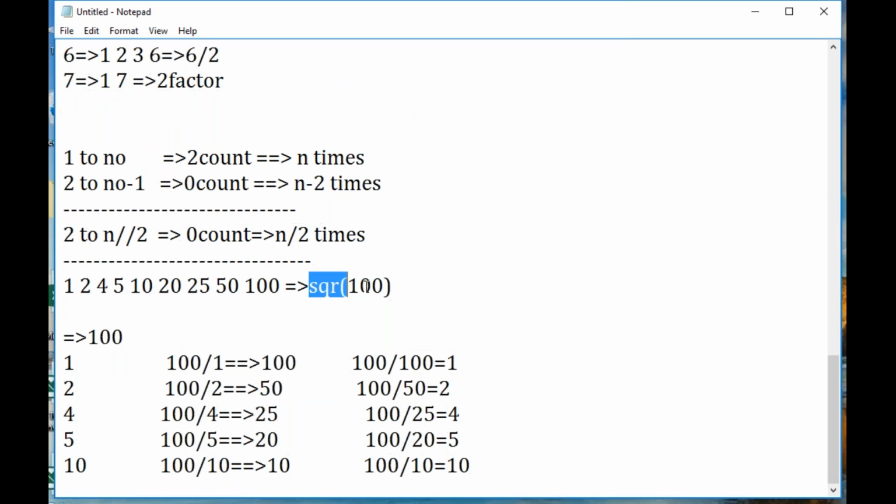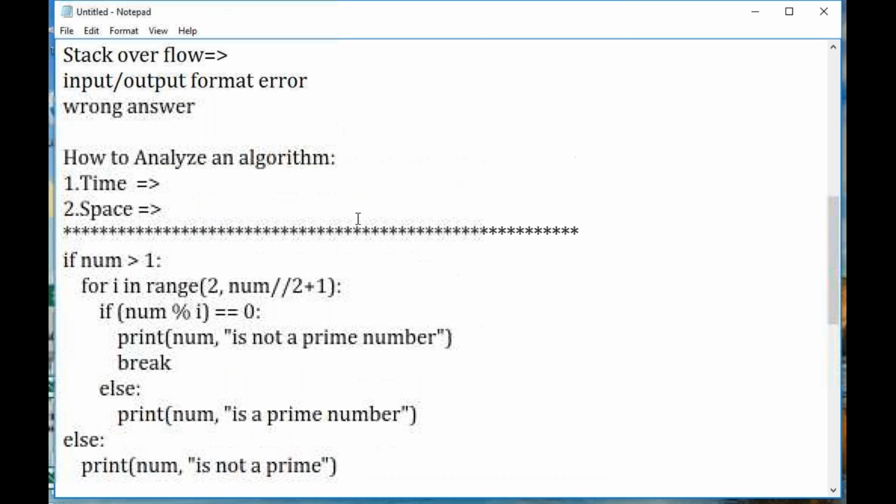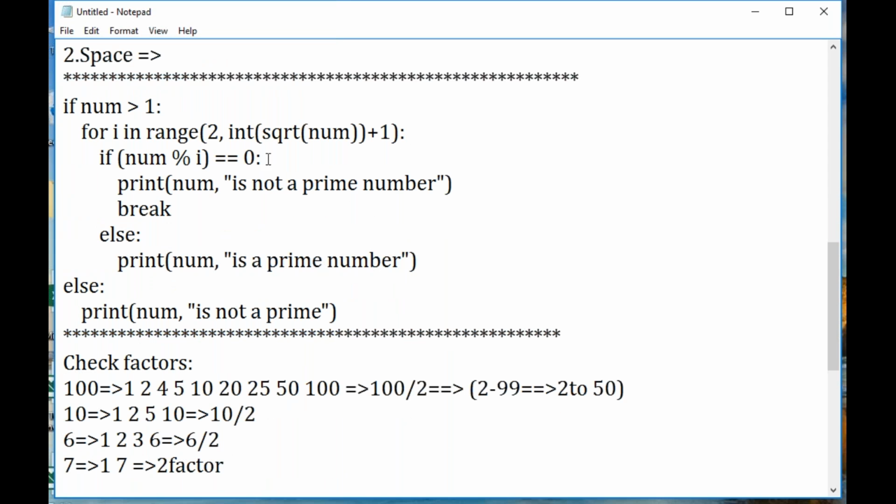I told you you're going to go till only square root of the given number time, right? So instead of this, what I'm going to do is I'm going to take the square root of this given number, and this square root of the number, I'm going to convert as an integer type. Is this clear?